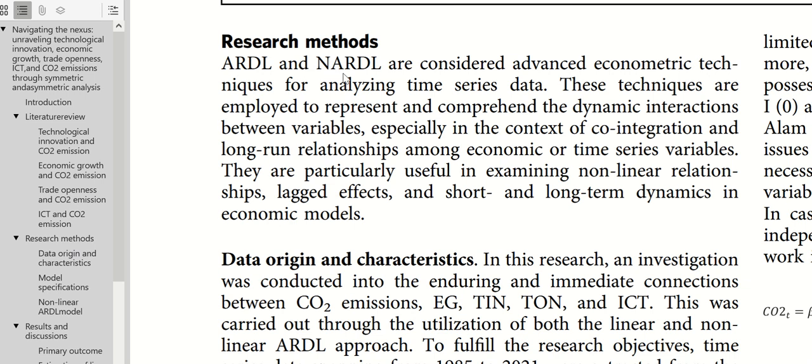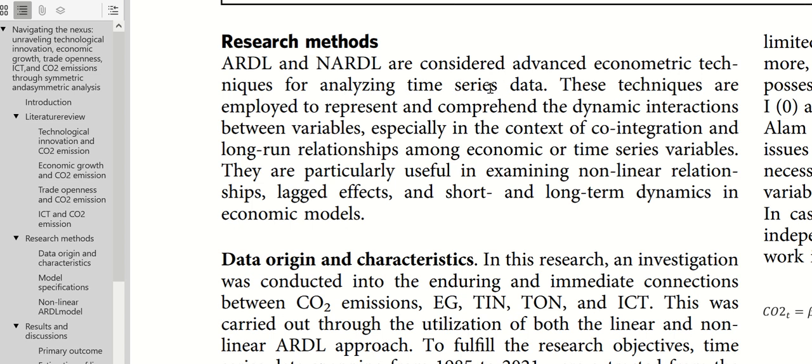ARDL and NARDL are considered advanced econometric techniques for analyzing time series data. The first thing I look for in the methodology is the name of the method, here ARDL and NARDL. This tells us three things immediately. First, this is a quantitative study with time series data. Econometric techniques analyzing time series data.